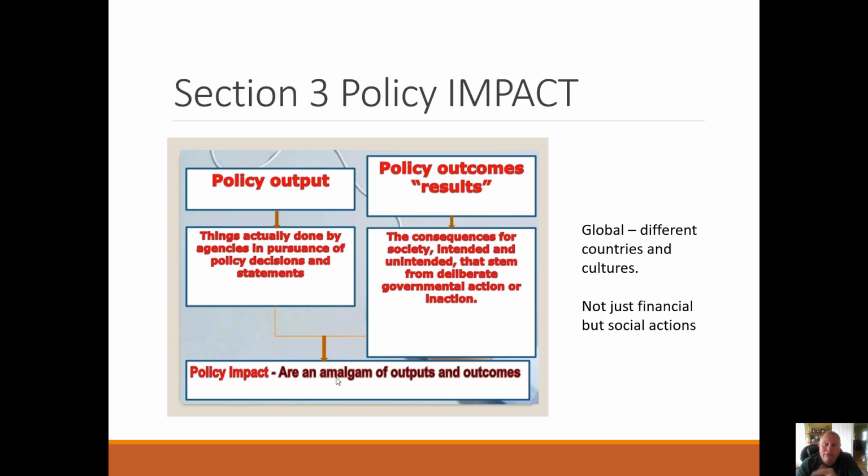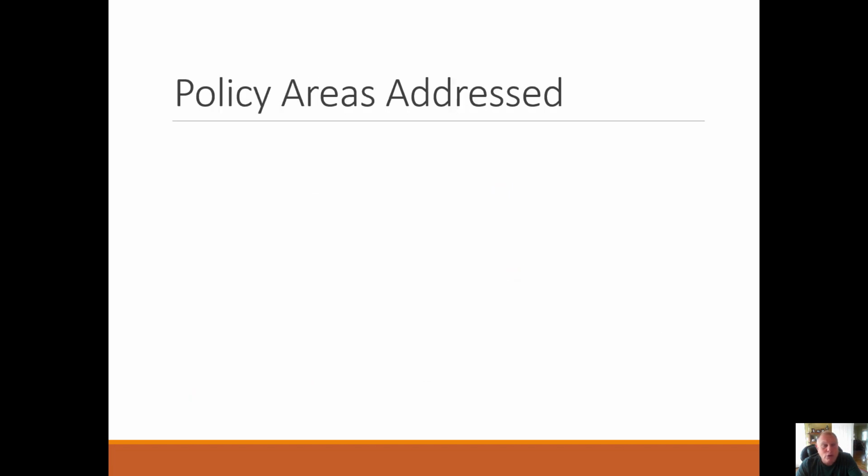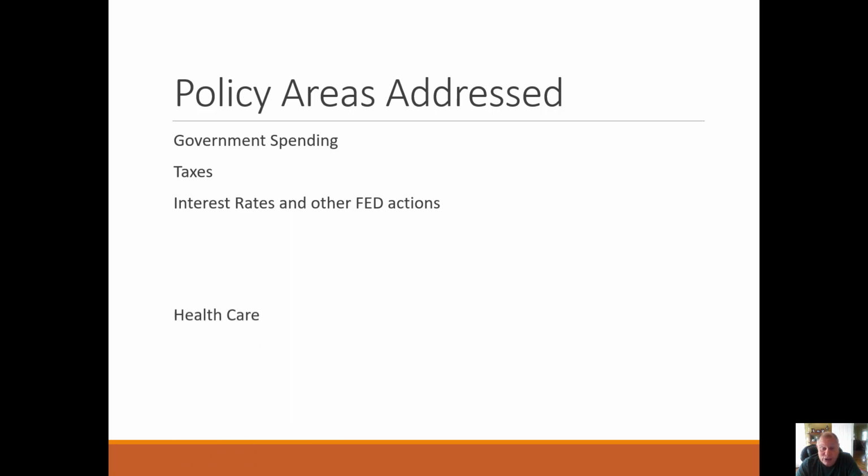So as we go forward, businesses are obviously operating within this environment, and they're making decisions from a financial perspective and on how to organize a team and how to run a business. So we're going to take a look at government spending, taxes, interest rates and other Fed actions, and then healthcare. There are a lot of other areas we can look at, but at this point we're going to leave it at that. We did cover climate change in the previous one, but a lot of policy is going to impact that, as we've already seen.